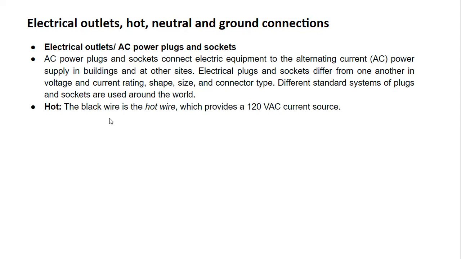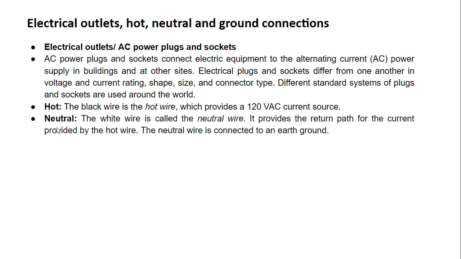The black wire is the hot wire in our convention, which provides a 120 volts AC current source, whereas neutral has the color coding of white, which is called a neutral wire. It provides a return path to complete the circuit, right? For the current provided by the hot wire, the neutral wire is connected to an earth ground.